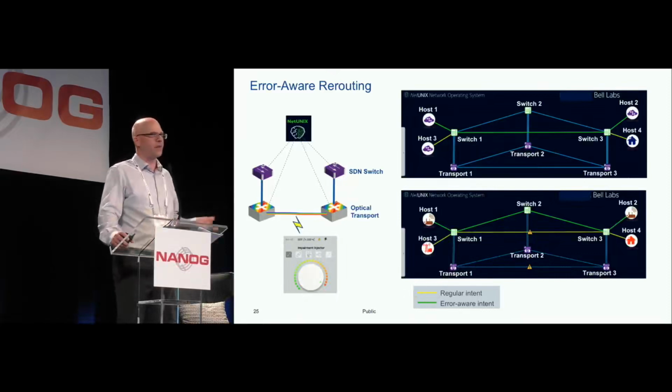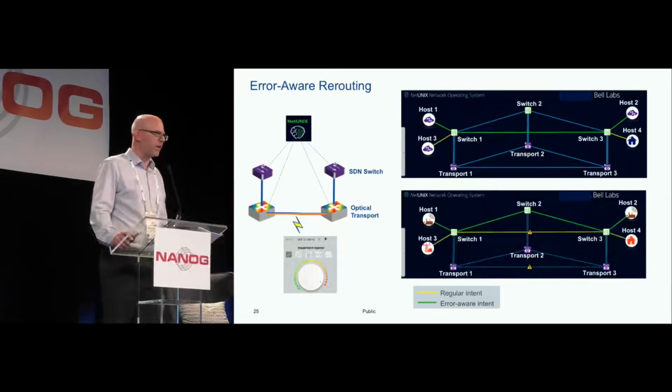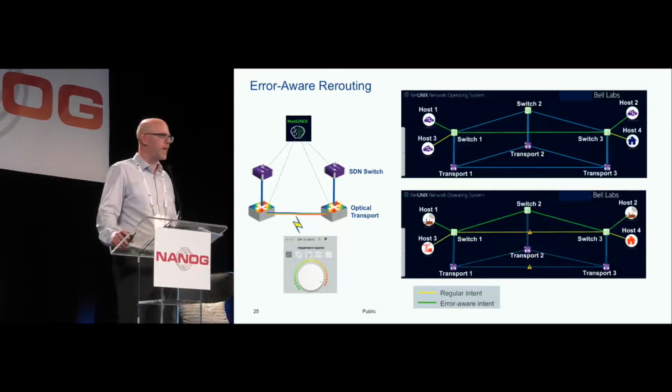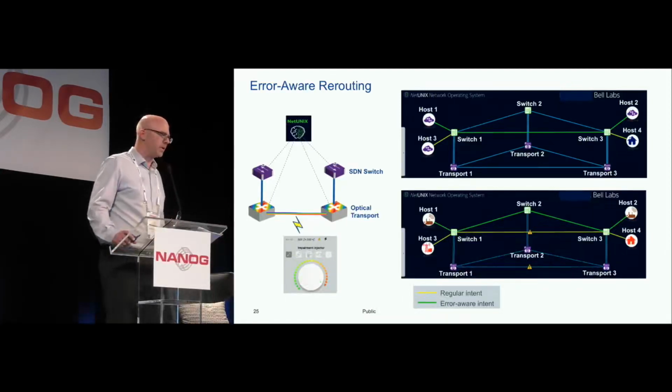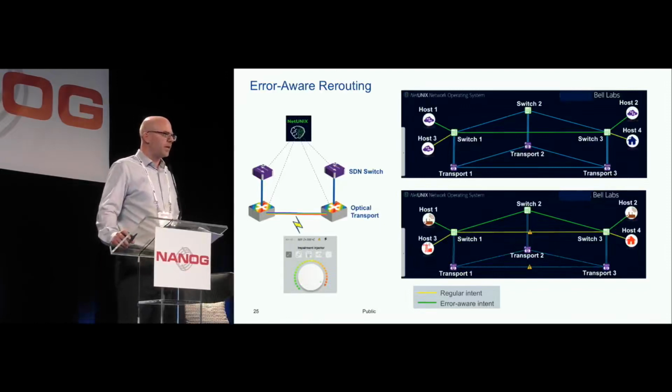So I've actually injected errors by turning the light on and off on the optical layer. I've made post-FEC errors in this case. And you see a yellow triangle showing that there was a high error condition. And the regular intent stays on the initial path. So even though there's post-FEC errors, it's still staying on the initial path. It could be that there's some tolerance in that by using TCP, and that's something we've looked at. The error-aware intent is not tolerant to these kinds of errors, and so it's been rerouted on the IP layer in response to something happening on the optical layer.